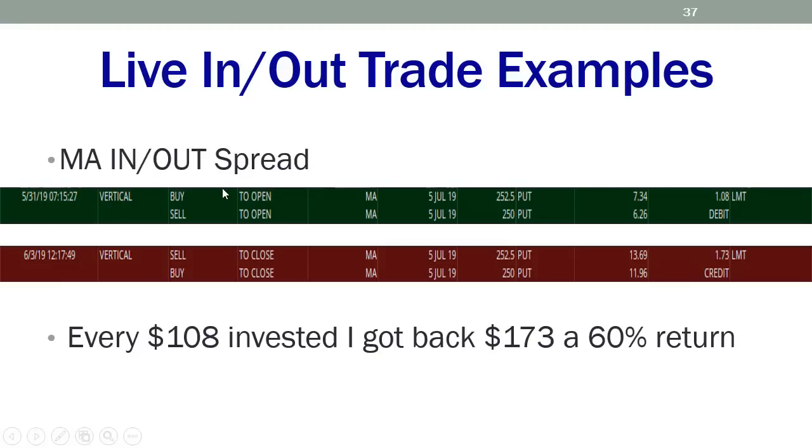This is a MasterCard. And as I said, I'm just going to show you a couple trades from the summer. MasterCard in and out spread. Here's one that I opened on May 31st, and I closed it on June 3rd. I opened it for $1.08 debit. I closed it for $1.73. So every $108 invested, I got back $173. It's a 60% return. Not every trade is going to be a 60% return. This one's a 60% return.